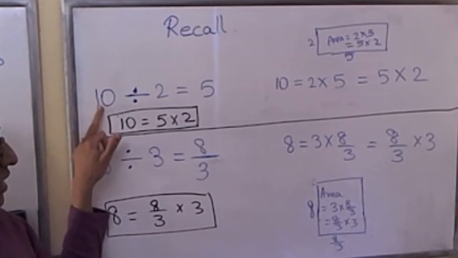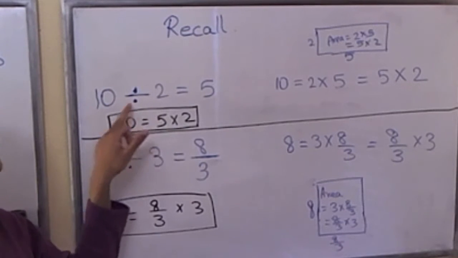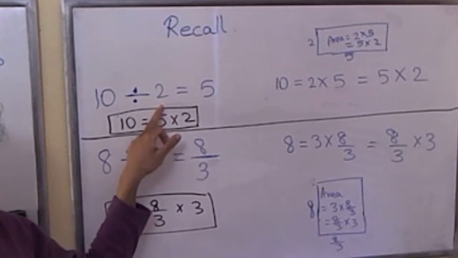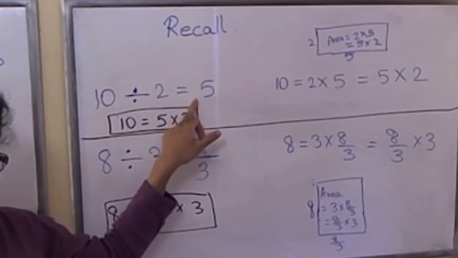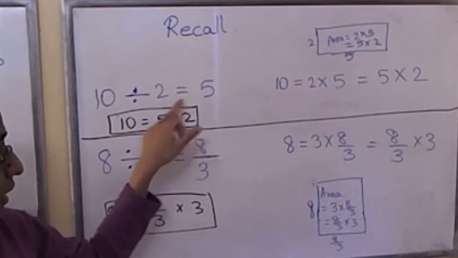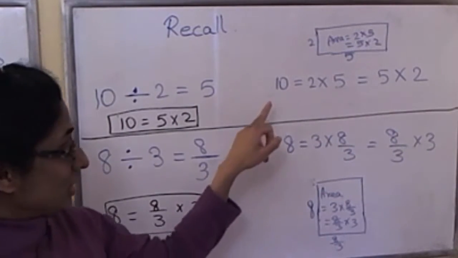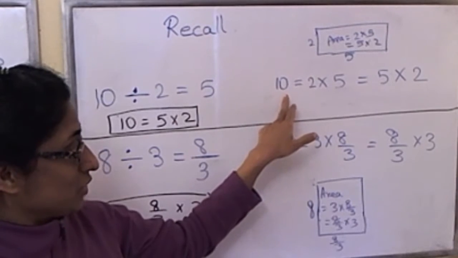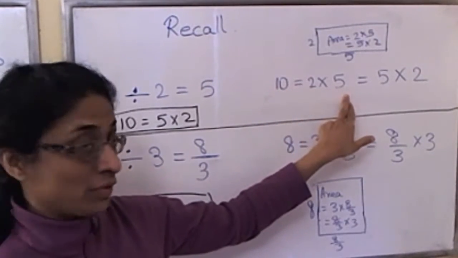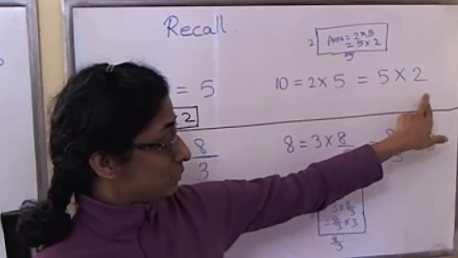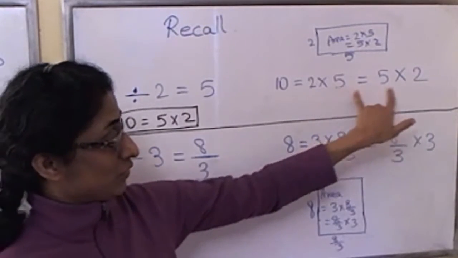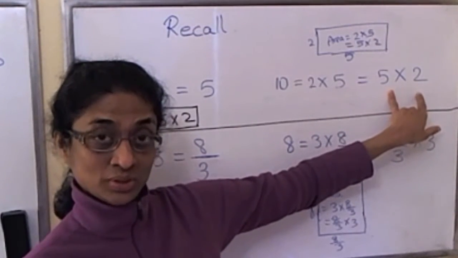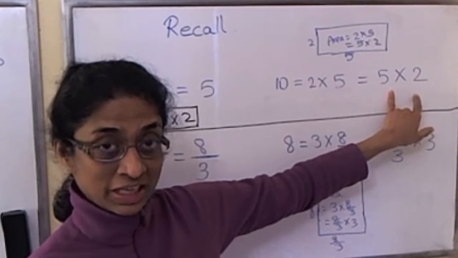Let's look at this one, 10 divided by 2, and notice 10 is a multiple of 2. We know 10 divided by 2 is 5, and we also know we can write this division statement as a multiplicative statement. Either 10 equals 2 times 5 or 10 equals 5 times 2, because 2 times 5 is indeed the same as 5 times 2. That is the commutative law of multiplication.